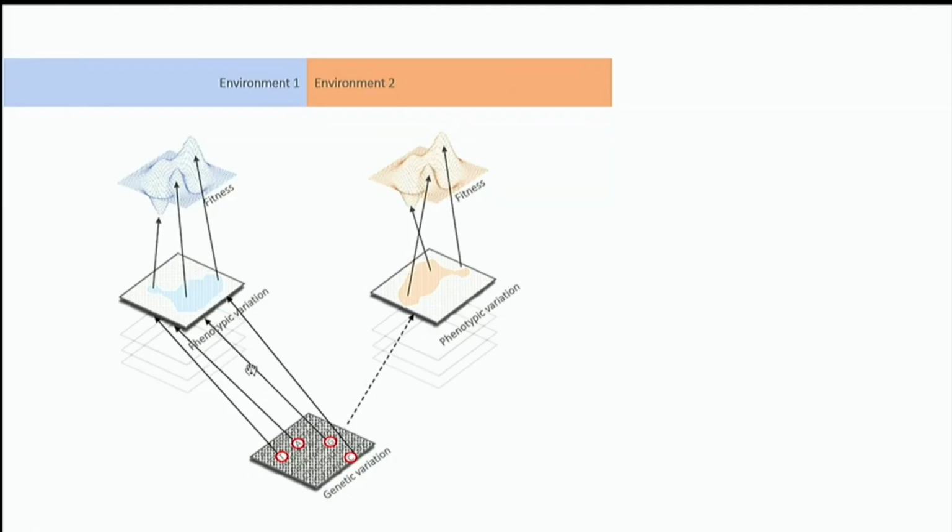What happens if I do a GWAS in the blue environment, and what happens if I do a GWAS in the orange environment? Am I going to find the same number of loci regulating your trait? You're going to find different numbers. Are you going to find the same with different effect sizes? And this is what we think about as genotype by environment interactions.